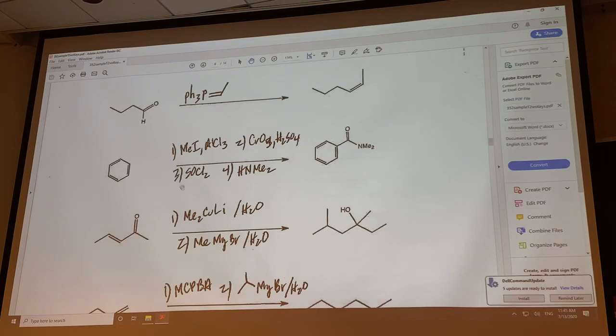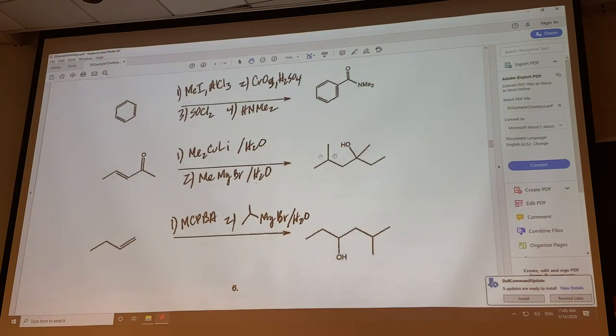And then here's the reaction now: thionyl chloride to the benzoyl chloride, and then the dimethylamine forms the amide from the acid chloride, okay? That one's a little bit trickier.